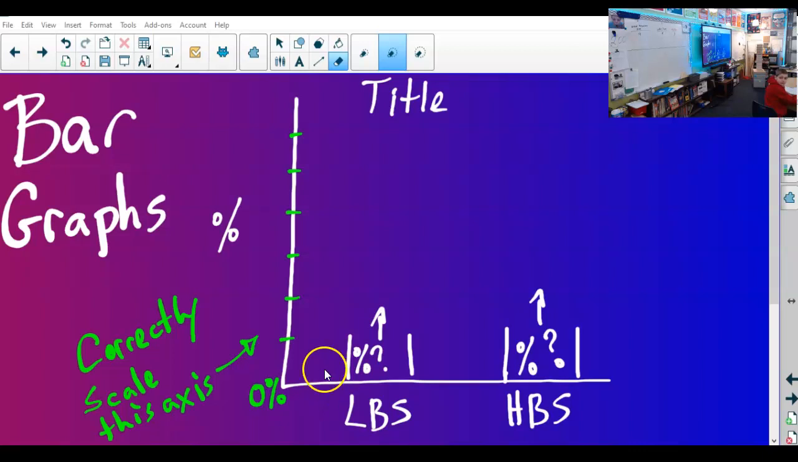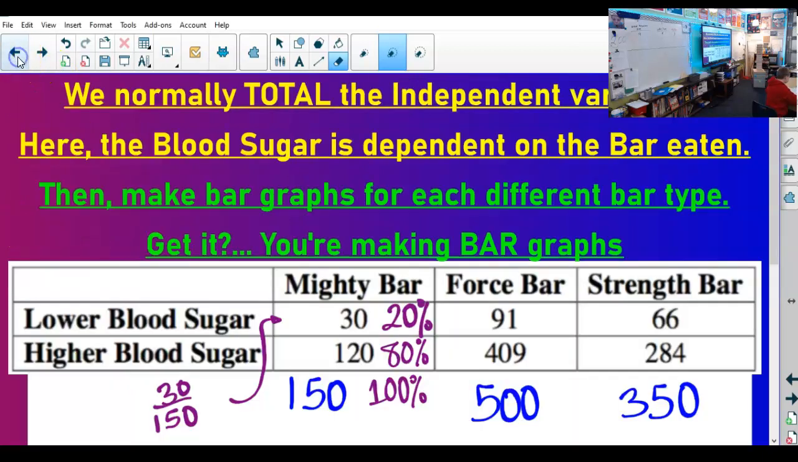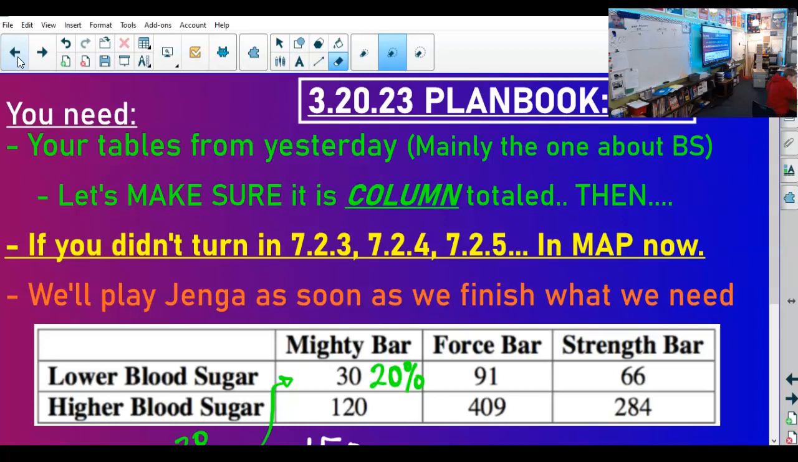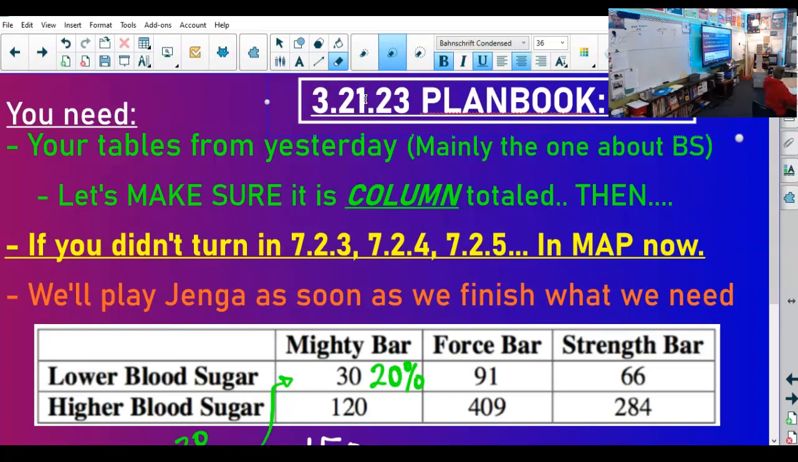Bar graphs that you want to share with the class, you may. So, for those of you playing along at home, today is the 21st. Nobody caught that. That would have been worth a sucker. This is using our tables from yesterday. We're making sure that we are column totaled. I haven't said that wrong yet today.